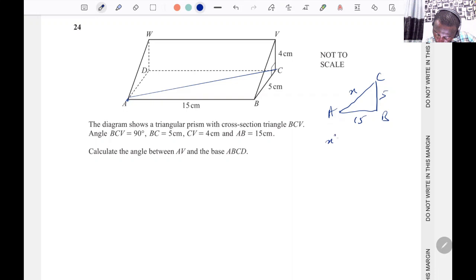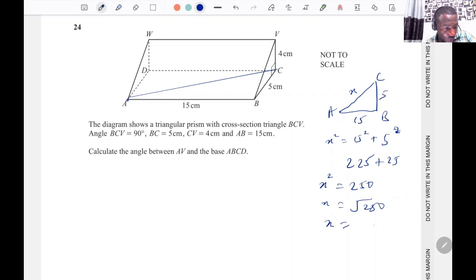So my x square is equal to 15 square plus 5 square. So 15 square is 225, plus 25. I have 250, right? For x square. So x is equal to root 250. Root 250 is equal to 5 root 10.